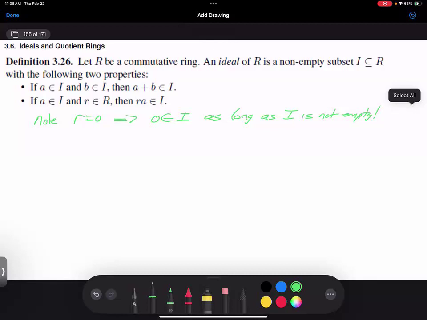And now that we know it's non-empty, you can tell me at least one element that must be in it. What must that element be? It has to be 0. So we know 0 is always in the ideal because of how we've defined things.